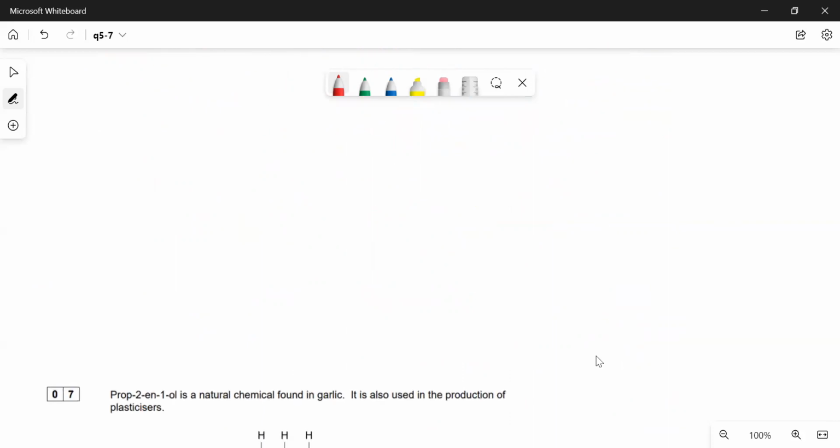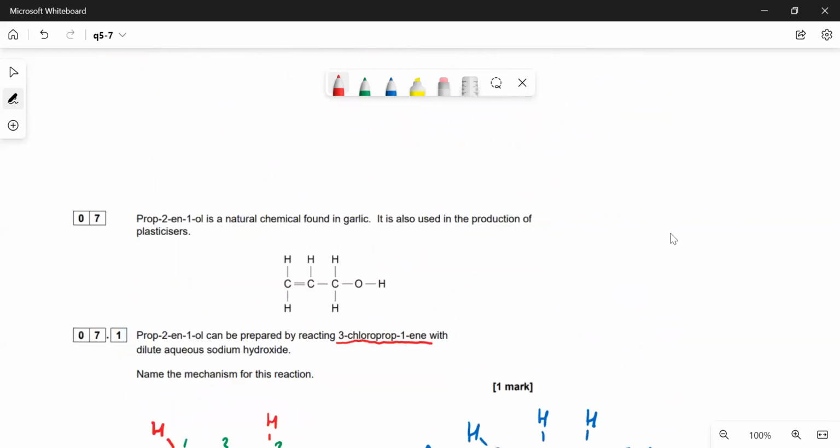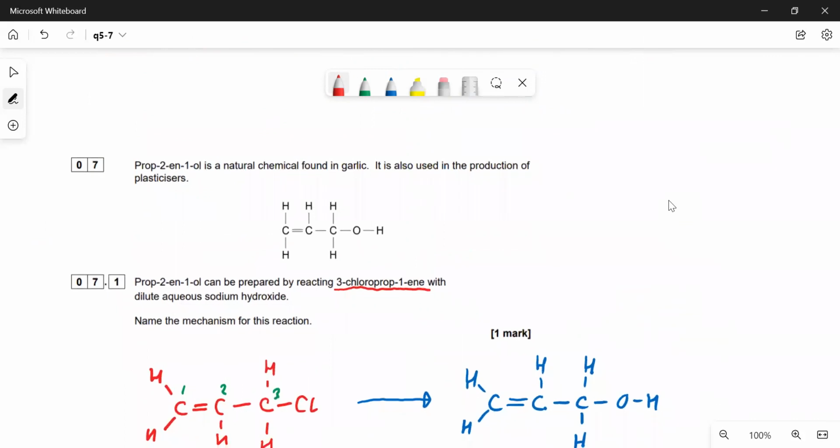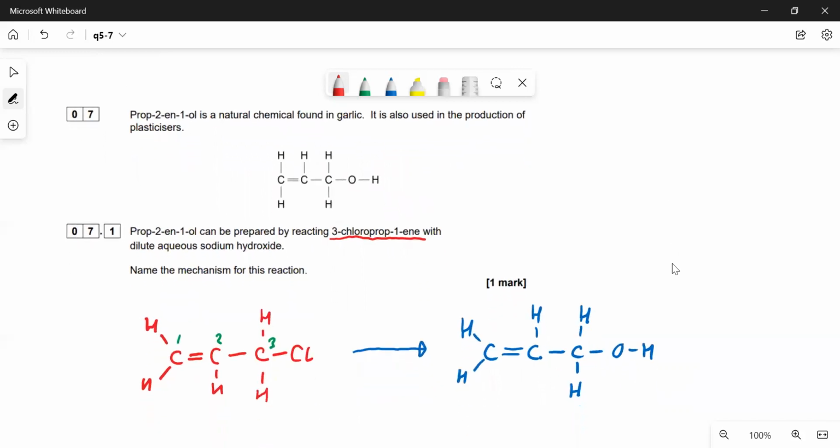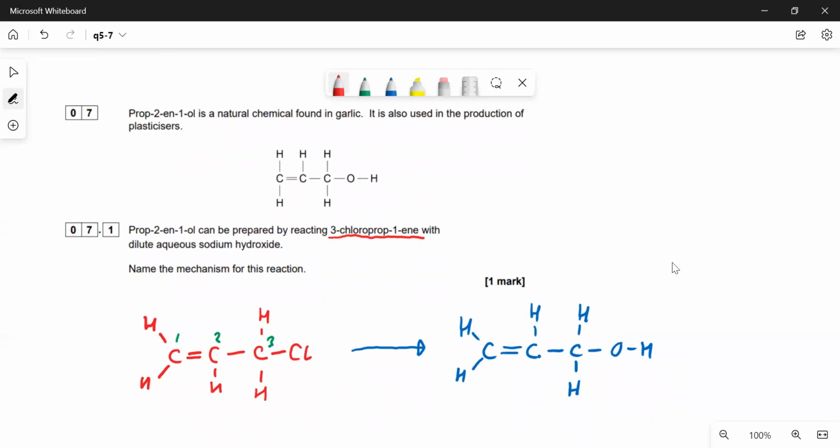Okay, on to question 7. Propanone is a natural chemical found in garlic. It is also used in the production of plasticizers. Propanone can be prepared by reacting 3-chloropropane with dilute sodium hydroxide. Name the mechanism of this reaction.